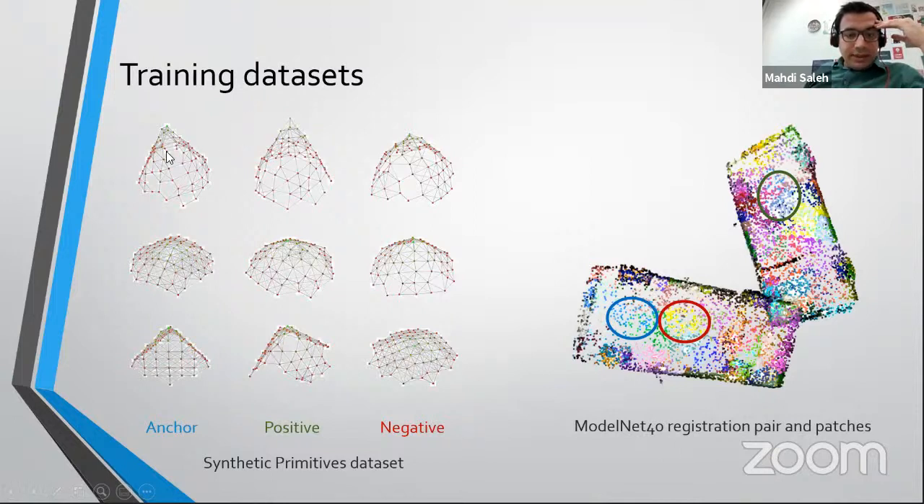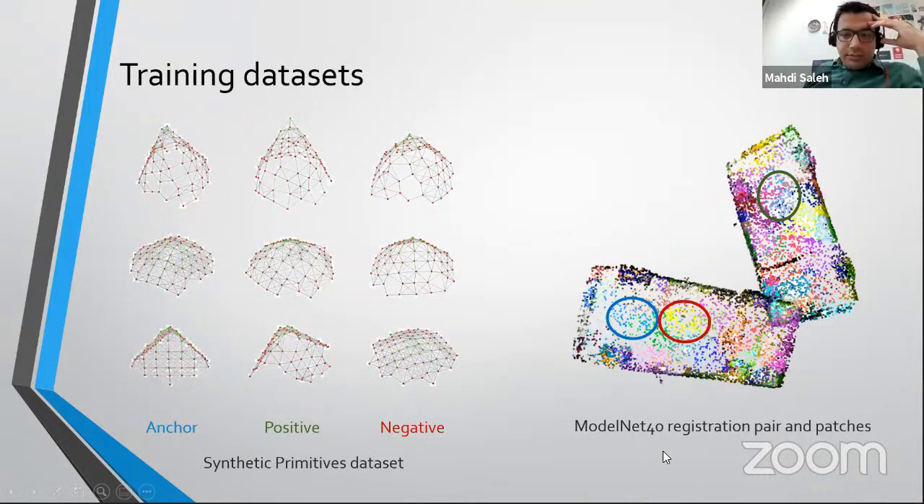And the triplets, as you see, the anchor and positive are the same shape with a different sampling, and the negative one is a totally different geometry. It can be a different shape, or it can be a different corner. It's also a corner, but a different one.